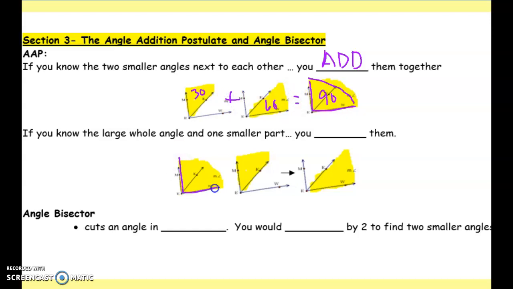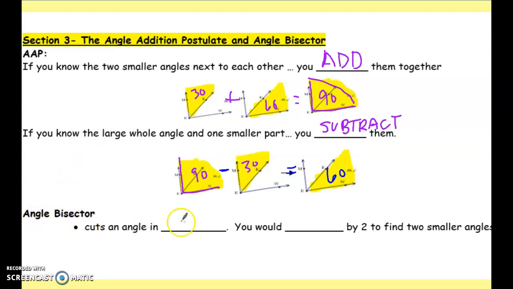Sometimes you'll have information that says my whole thing is 90 degrees. Both those angles together are 90 degrees. My top angle here is 30 degrees, so what is my bottom angle? In that case, you're going to subtract. So we could figure out this measurement by taking 90, subtracting 30, and find out that I have an answer for that bottom measurement of 60.